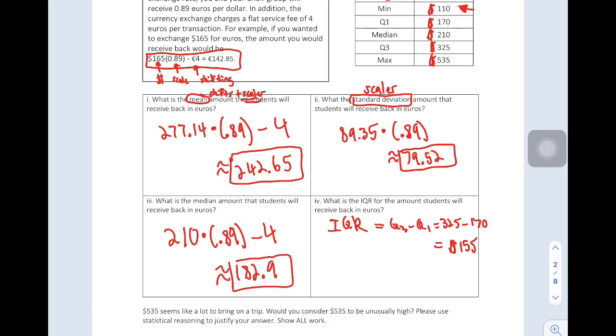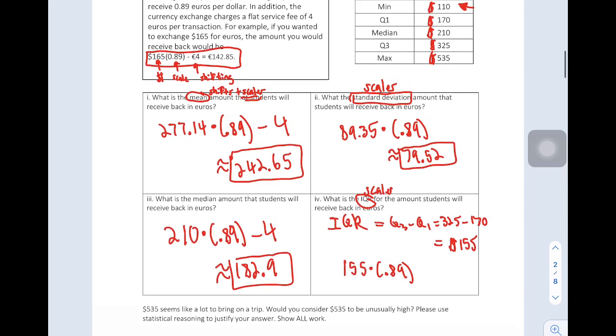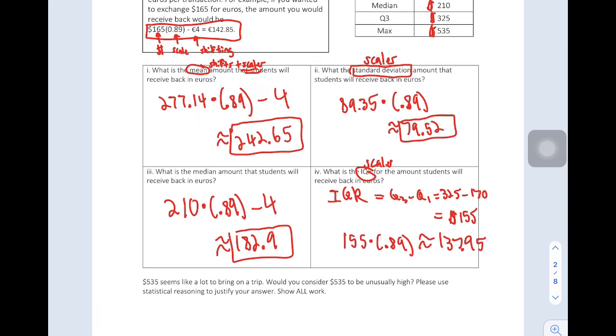So remember, interquartile range is a measurement of spread. So spread is only affected by scale. So I'm going to take this value of 155, multiply it by 0.89, and I'm not going to subtract 4 because measurements of spread are not affected by constants. They are not affected by shifts. So about 137.95 euros.